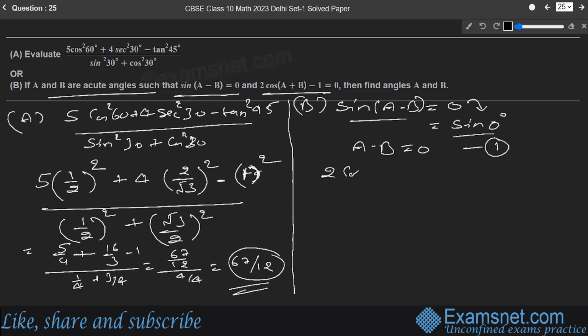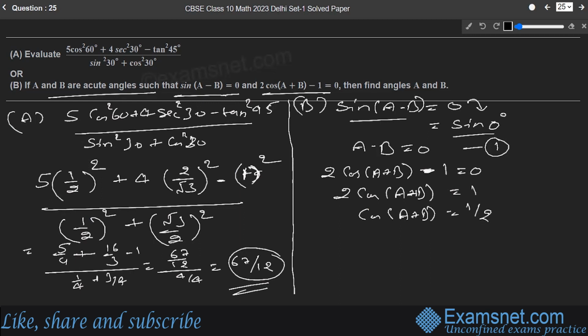Another information that is given is 2 cos A plus B minus 1 is equal to 0. So we can write 2 cos A plus B is equal to 1. So we can write cos A plus B is equal to 1 by 2. Okay, but cos is 1 by 2 at cos 60. So if we compare, we get A plus B value as 60. This is equation number 2.